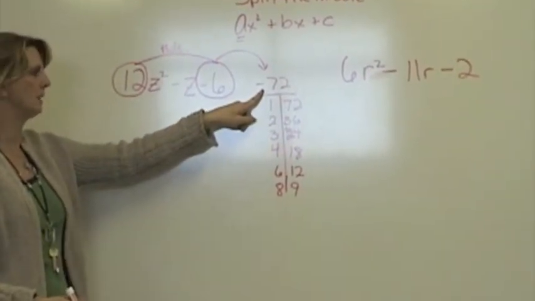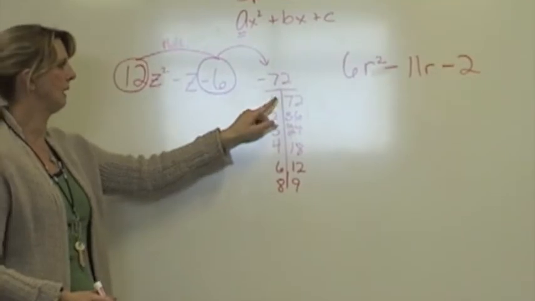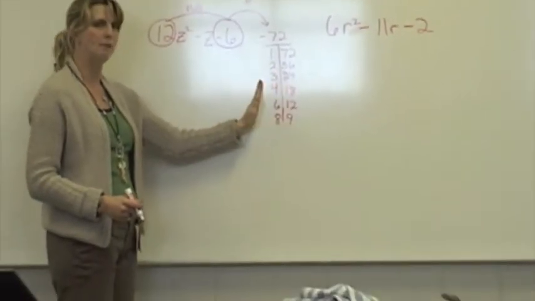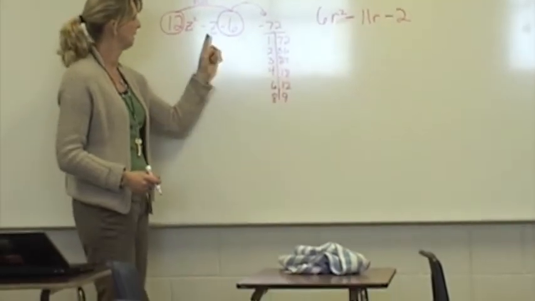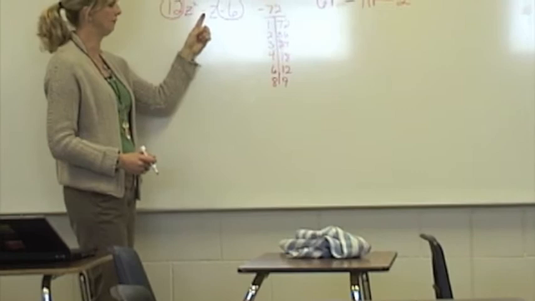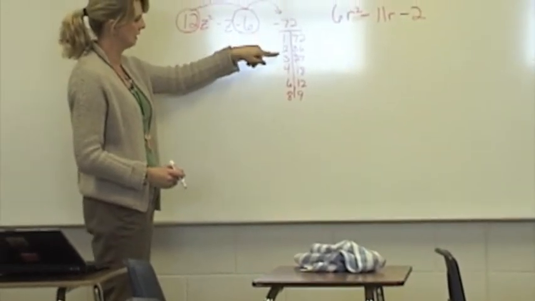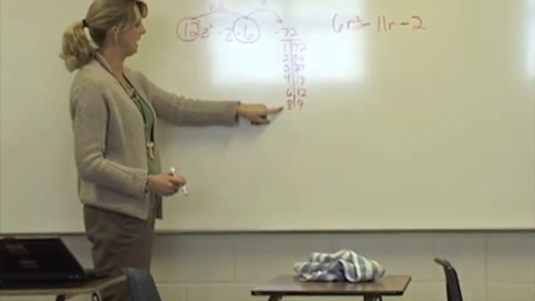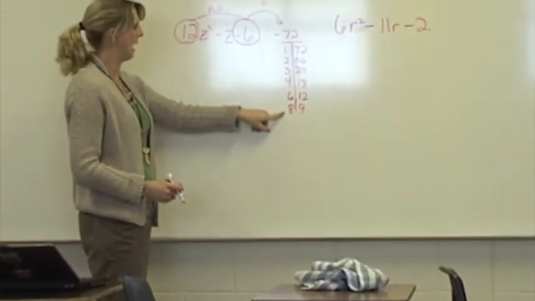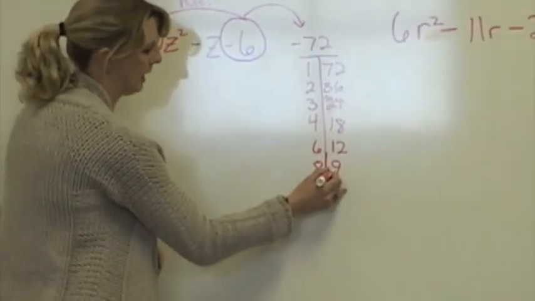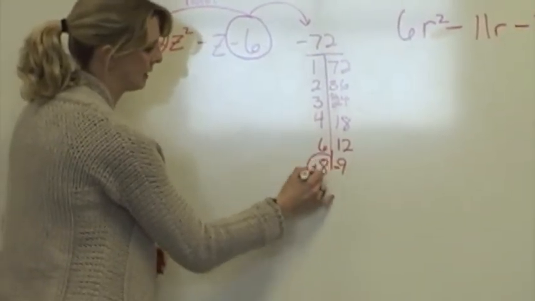Since our 72 is negative, we know to multiply and get a negative, our signs are going to have to be different from each other. One positive, one negative. In this case, we need to add to get a negative 1. If I look at the list, knowing that I'm going to make one of them negative, the 8 and the 9 will add to be negative 1 if I put my negative on the 9 and leave the 8 positive.